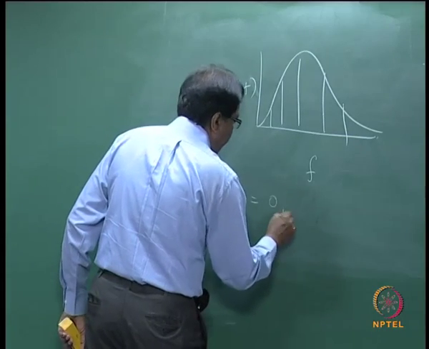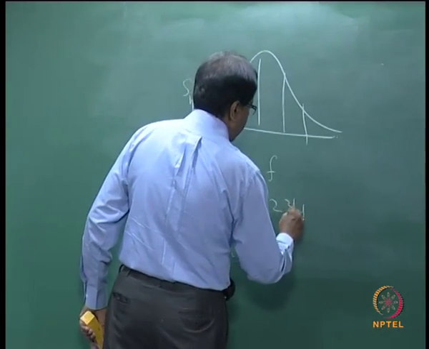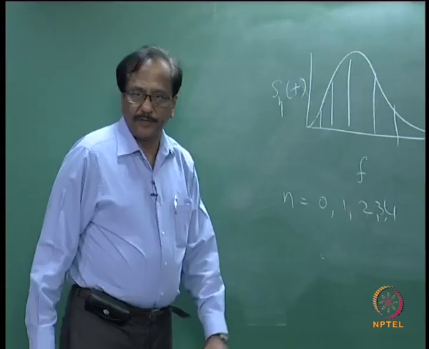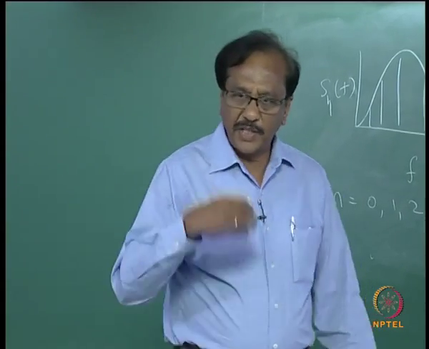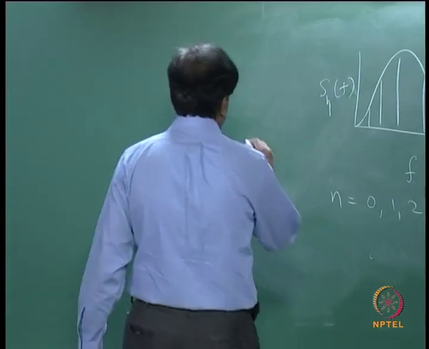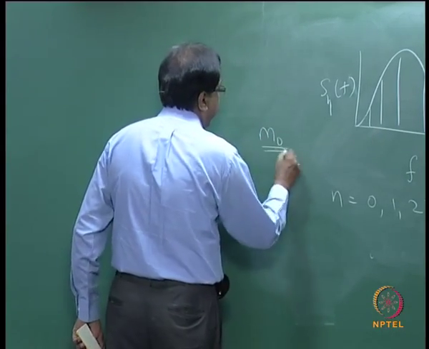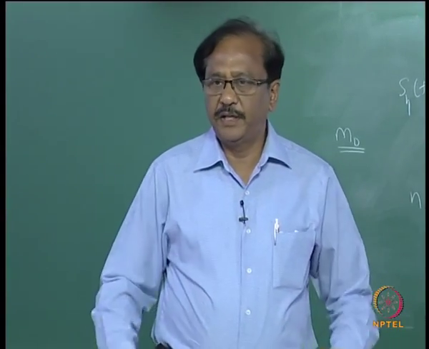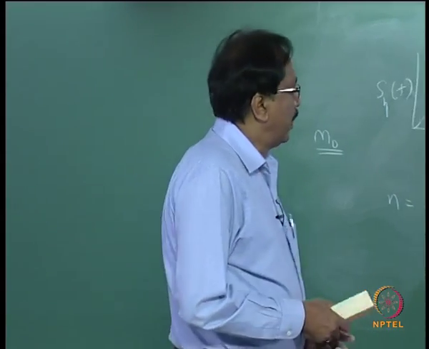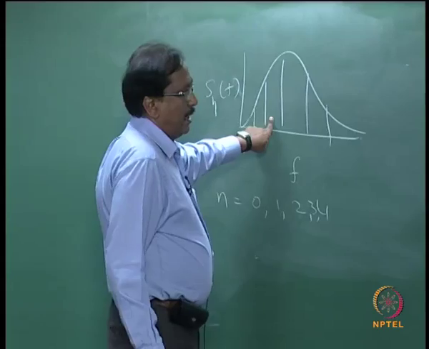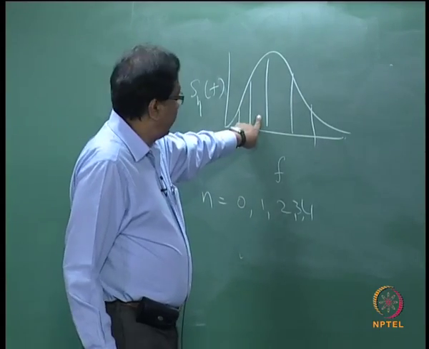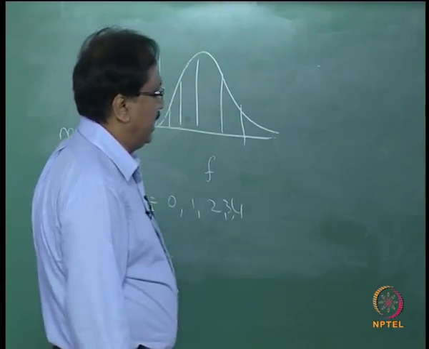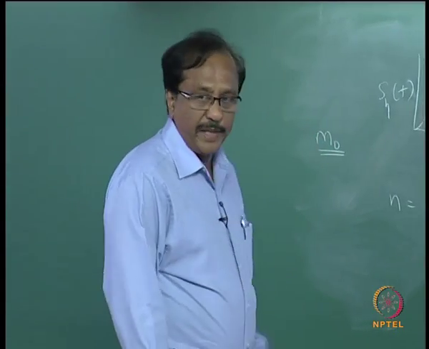Usually we have n equal to 1, 2, 3, 4. Of these we use all the spectral moments, but the most widely used spectral moment is the m naught. That zeroth spectral moment is nothing but the area under the spectral density curve, which I had already explained. So once this is obtained, then you can easily get the values of the different parameters, like your spectral width parameter.